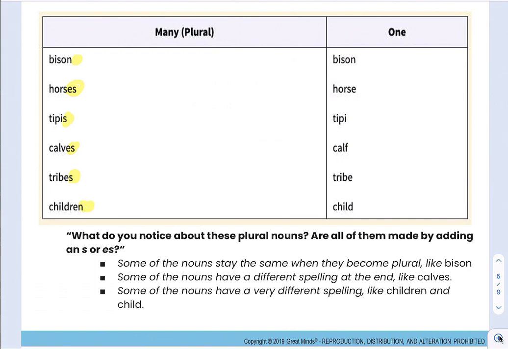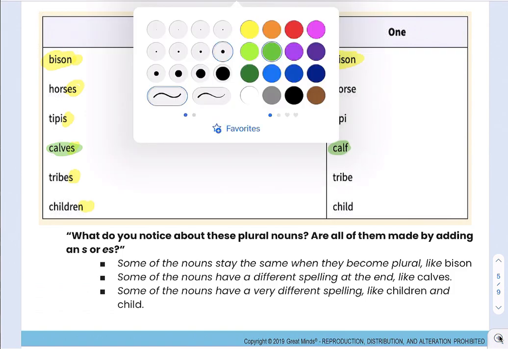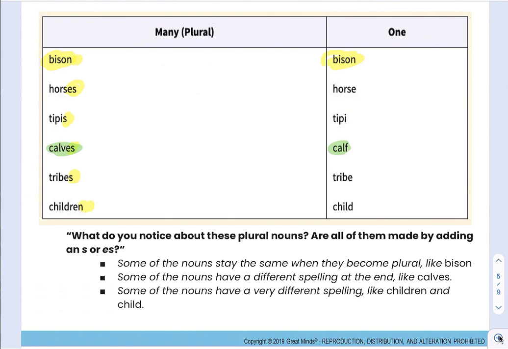No. Some of the nouns stay the same when they become plural, like bison. Bison plural is the same as bison singular. Some of the nouns have a different spelling at the end, like calves. If you look at calves, singular is just calf, but more than one or plural is calves. Some of the nouns have a very different spelling, like children and child. So plural, children, singular, child.